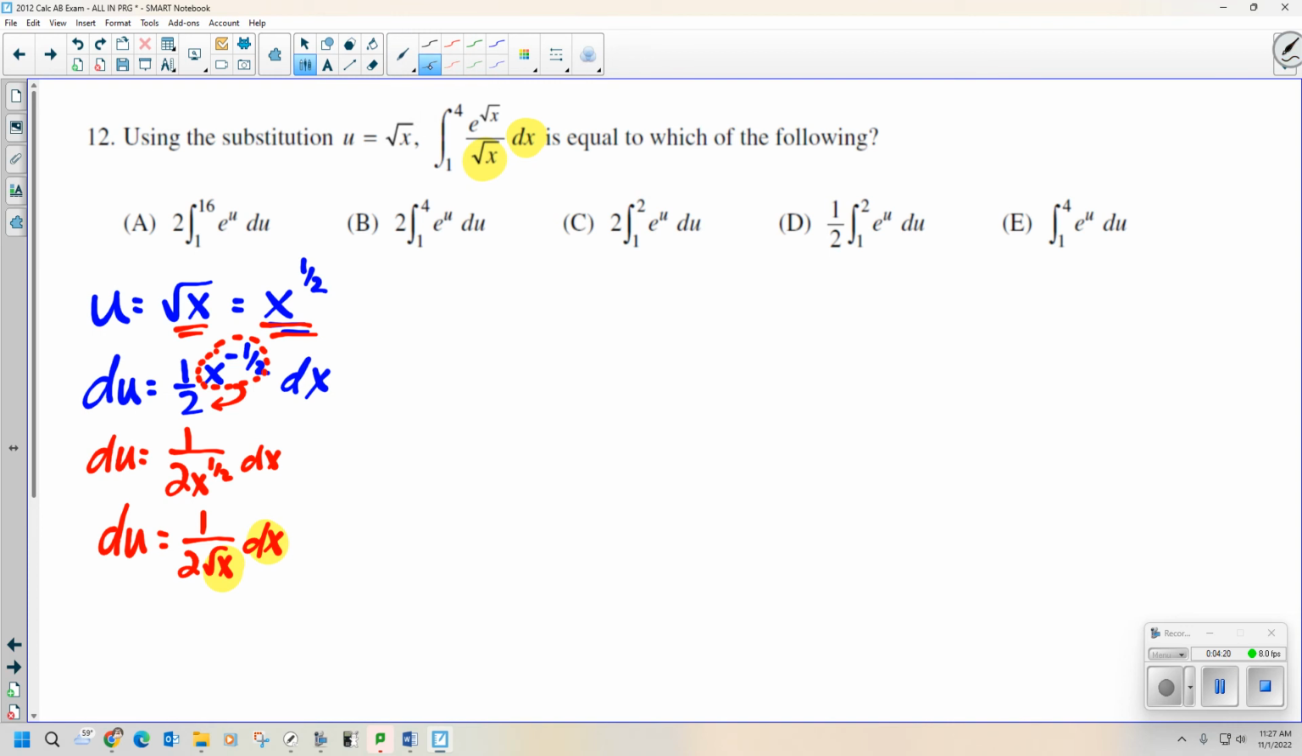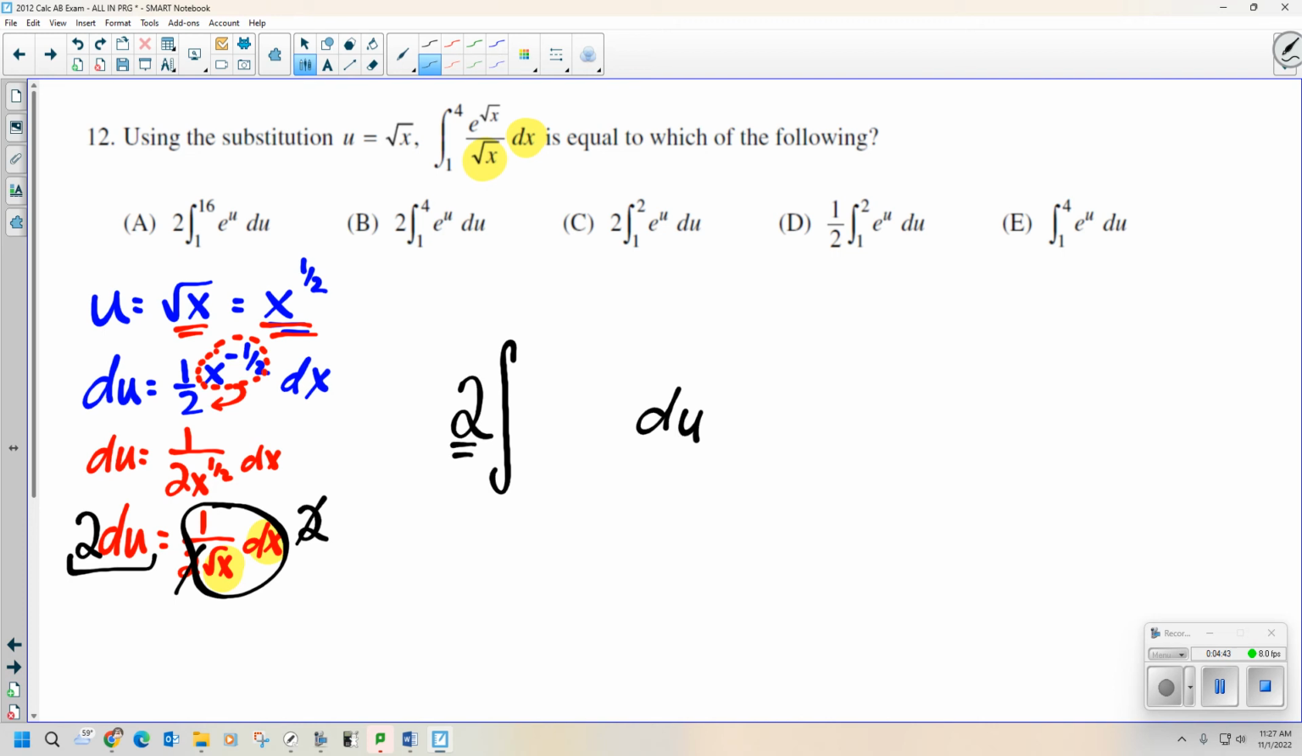So, the bottom of the fraction, which we call the denominator. If I multiply both sides by 2, that cancels. And now 1 over the square root of x dx comes out, and in its place goes 2 du. So let's integrate this. I'm going to put my 2 on the outside, du. There's my 2 du right here. That went in the place of my square root of x on the bottom and my dx. Bye-bye.